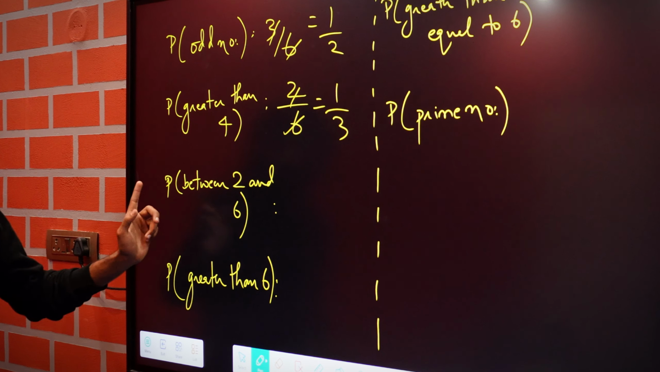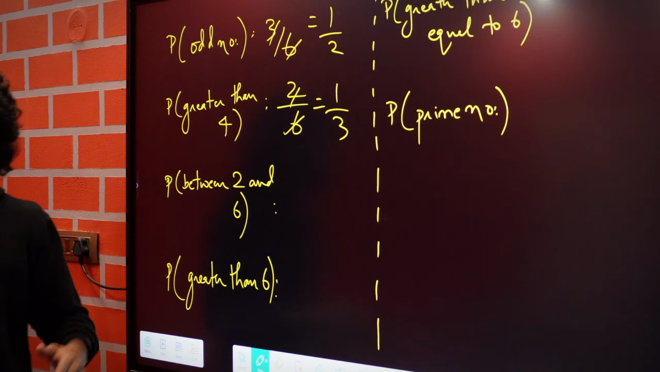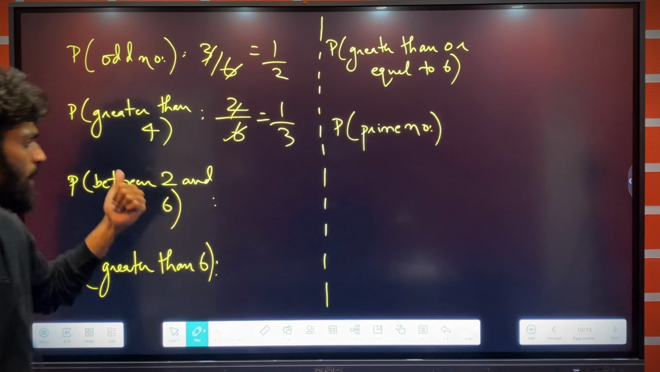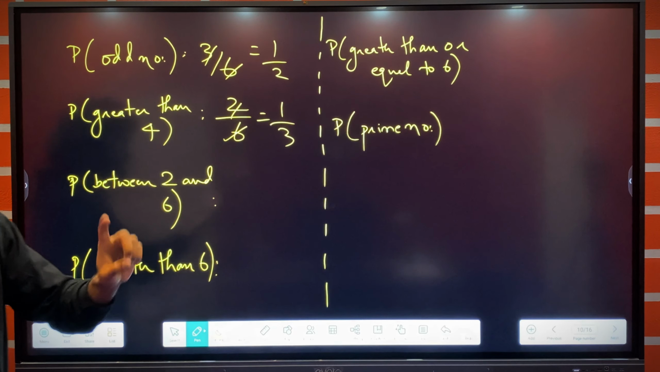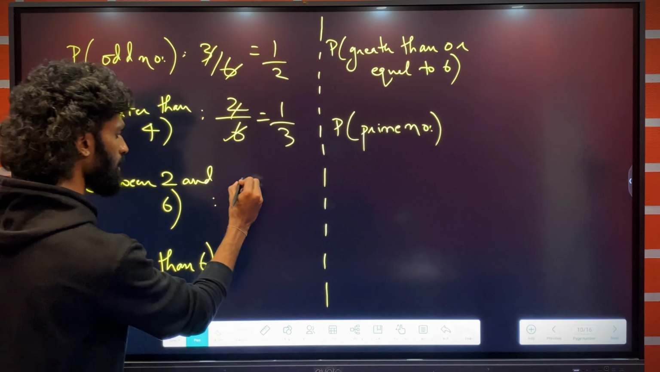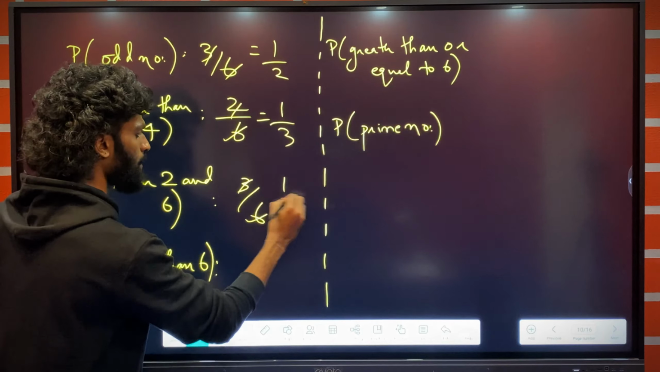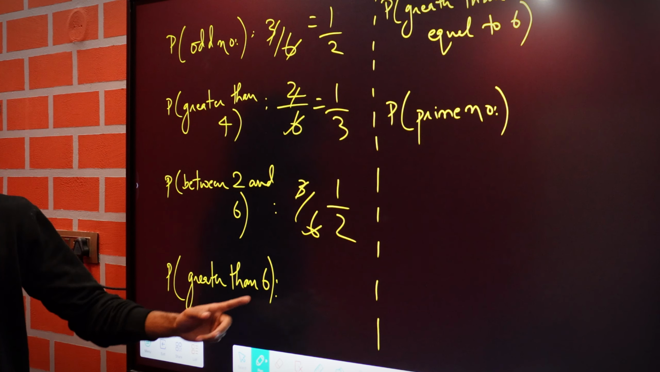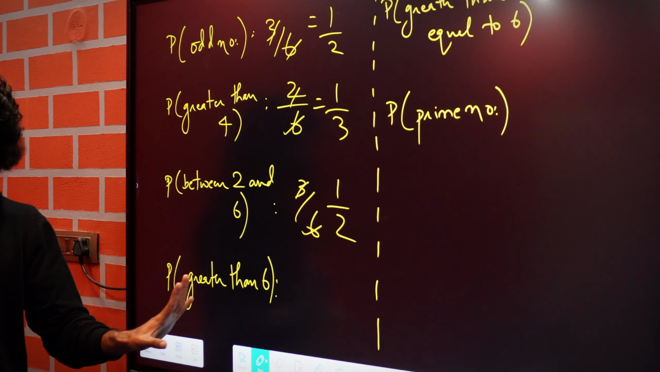Similarly here, probability of between 2 and 6. Between means 2 should not be included, 6 also should not be included. So the answers will be 3, 4, 5. 3 outcomes out of 6, 1 by 2. Next, greater than 6. Greater than 6 is not 6. Fine.